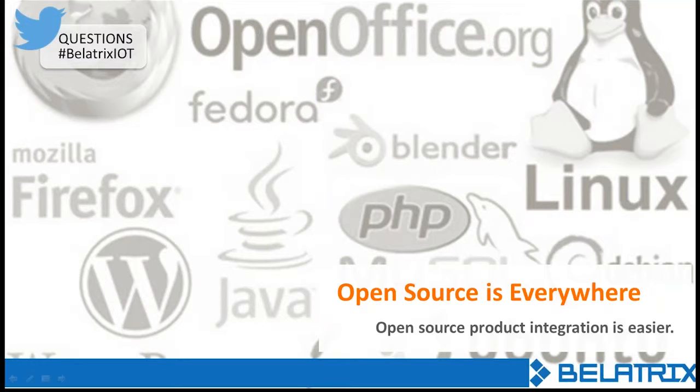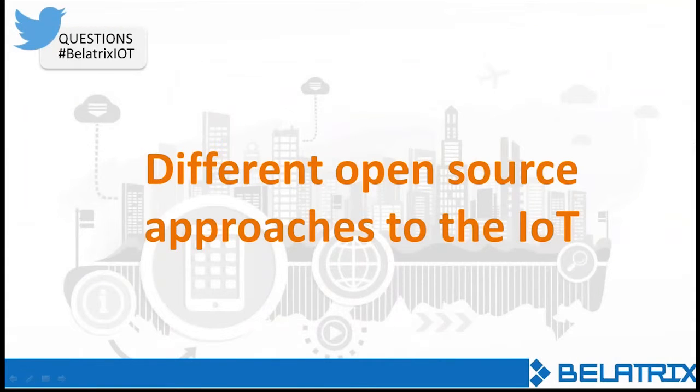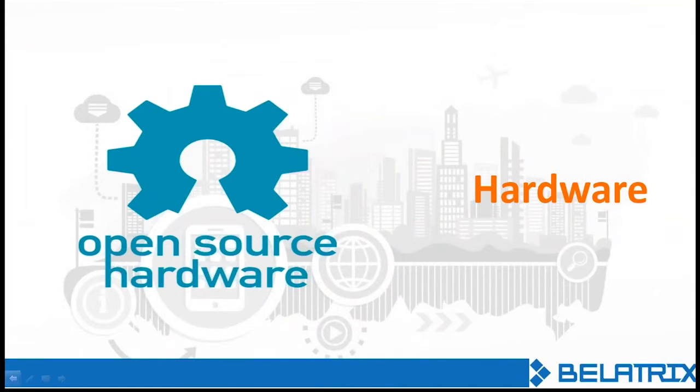But what about the approach? We can consider two different open source approaches to IoT. The first one is hardware. There is an open source hardware community that is focused on building some electrical components. So let's talk about some of them.